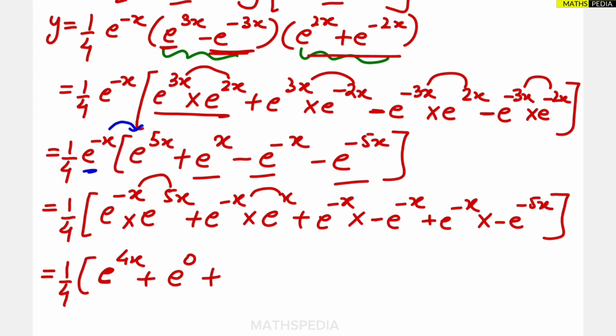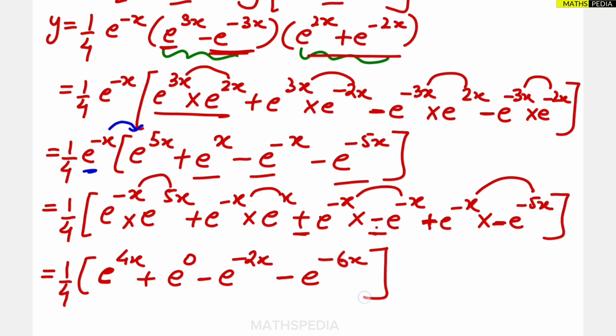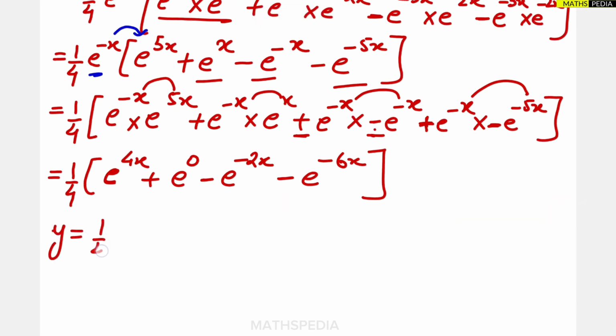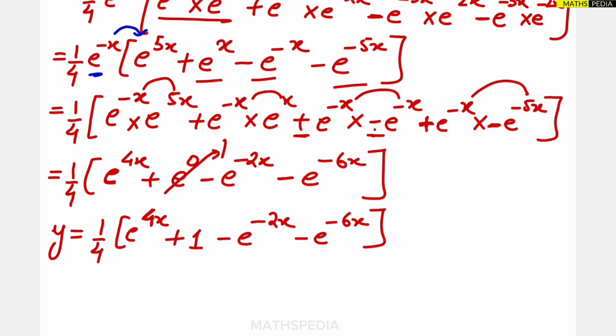plus, here minus sign is there, so be careful with that. First I'll put minus sign, because plus into minus is minus. E power minus x times e power minus x is e power minus 2x. Then these two if you add, it will be minus sign again, plus into minus is minus, e power minus 6x. So simplified y will be equal to 1 by 4 e power 4x plus 1 minus e power minus 2x minus e power minus 6x. We have got the y value, we have done just simplification.